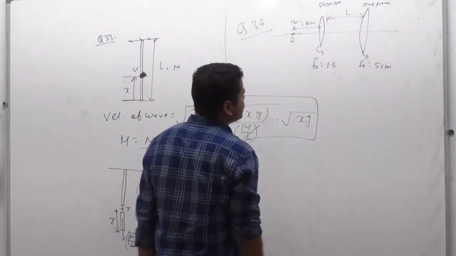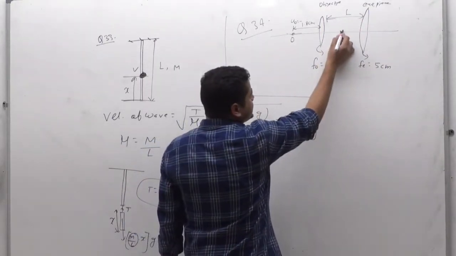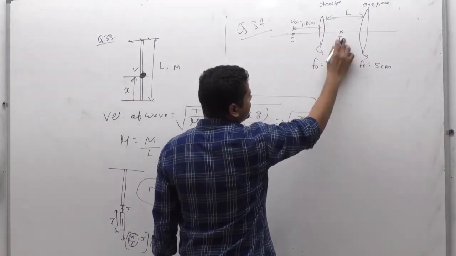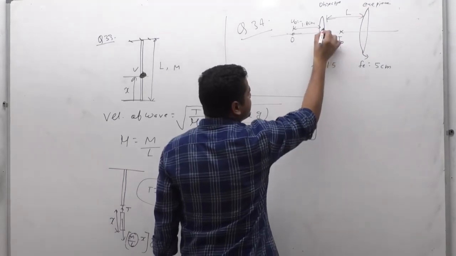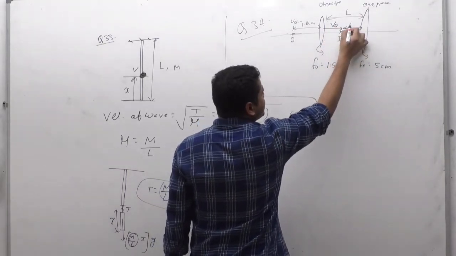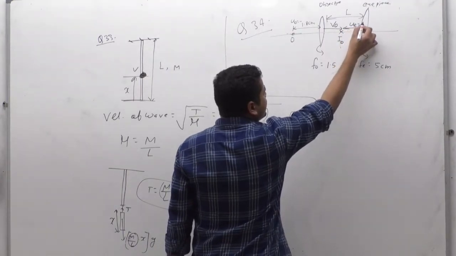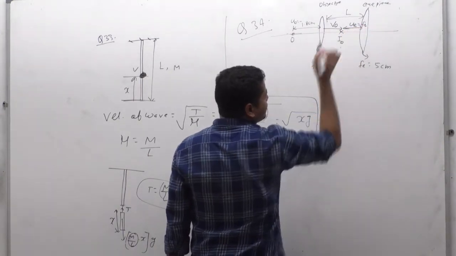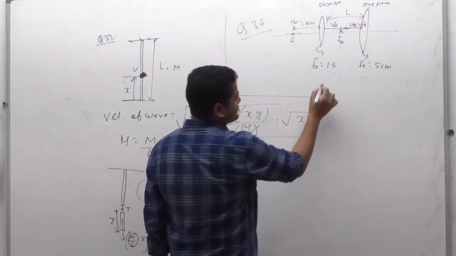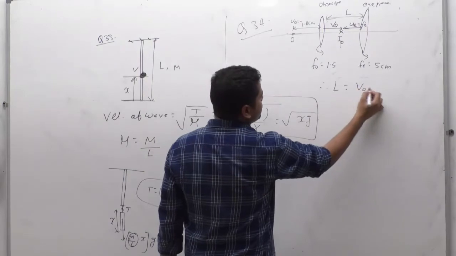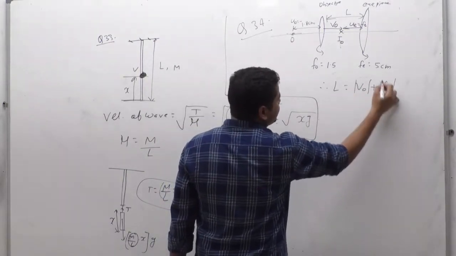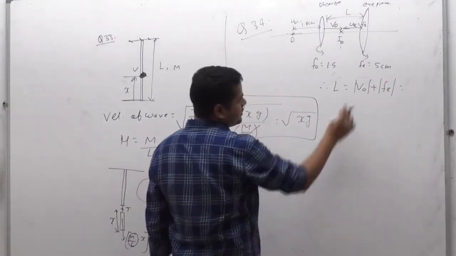First of all, tell me one thing: at which point will the image of the objective form? This is the image of the objective lens, I_o. This distance is v_o and this distance is u for the eyepiece, and for normal adjustment it will be the focal length of the eyepiece. So length L should be equal to mod of v_o plus focal length of the eyepiece. That should be the answer. First of all we have to find v_o.